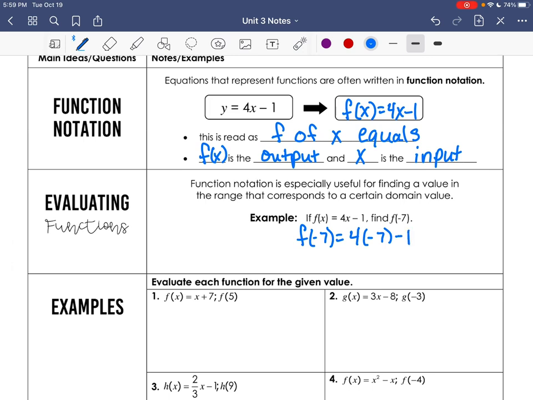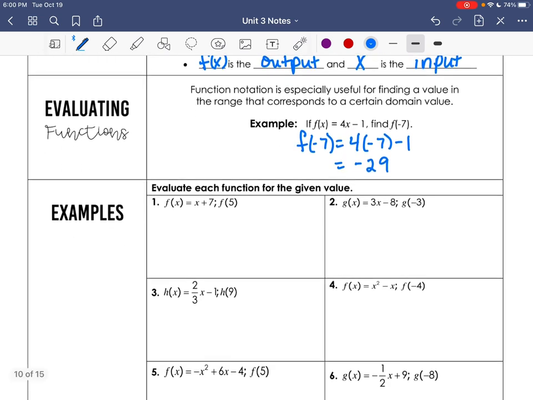Now, you can evaluate this. What you do to evaluate this is 4 times negative 7 minus 1. You can do that in your calculator, and it gives you negative 29. 4 times negative 7 is negative 28. Minus 1 is negative 29. A lot of people think that this is something new and something different, and it's not. It's just substituting in that one value for x.